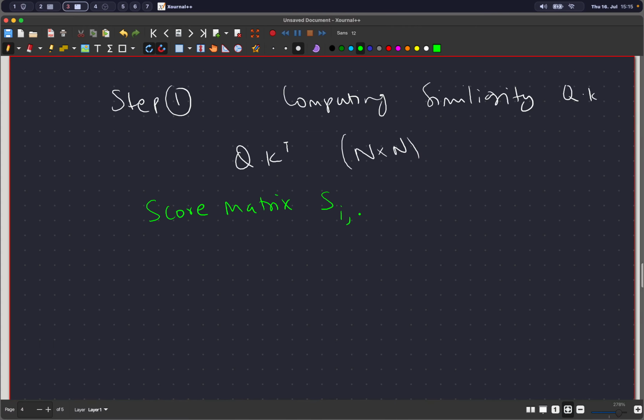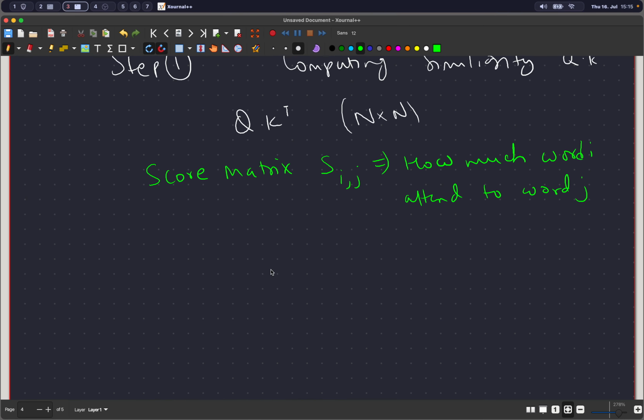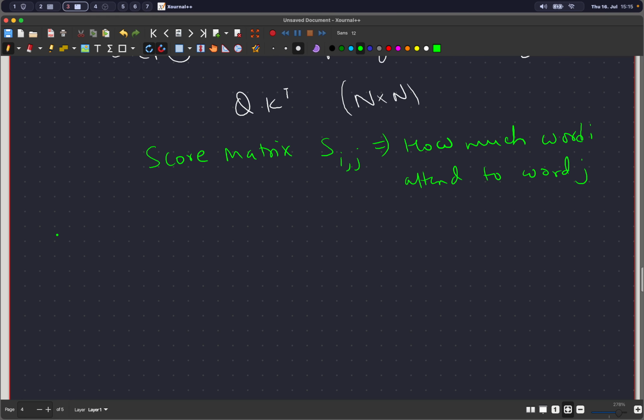Each term s(i, j) just tells us how much the word i is supposed to attend to the word j. So suppose in the query we have a word apple, and in the keys in our database we have, let's say, banana and London. Now, if we do a dot product of apple and banana, let's say it comes out to be 5, and the dot product between apple and London comes out to be minus 10.